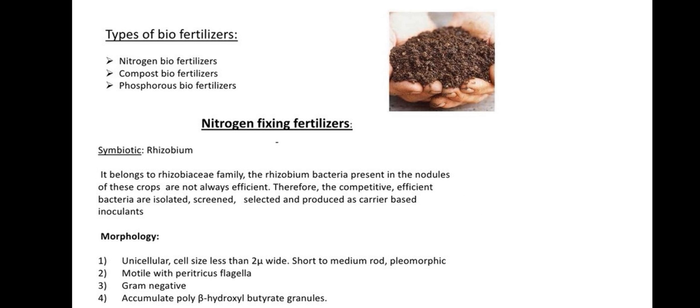Types of biofertilizers: nitrogen biofertilizers, compost biofertilizers, phosphorus biofertilizers, nitrogen fixing fertilizers, symbiotic Rhizobium. It belongs to the Rhizobiaceae family. The Rhizobium bacteria present in the nodules of these crops are efficient. Therefore, the competitive efficient bacteria are isolated, screened, selected, and produced as carrier based inoculants. Morphology: unicellular, cell size less than 2 micrometer wide, short to medium, rod pleomorphic.